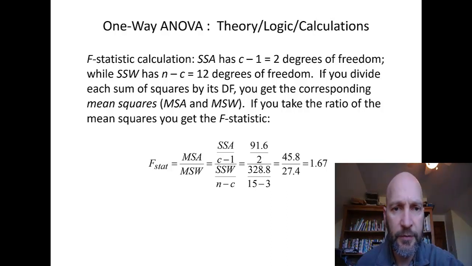Okay, so let's look at this final calculation then, and this is skipping over a bunch of theory and a bunch of math, and I'll refer you to the notes and the text on that. What we have here is the sum of squares among that we just calculated, and we're going to divide that by its degrees of freedom. And anytime you divide a sum of squares by degrees of freedom, you get what's called a mean square. So we're looking to get the mean square among, and we're going to divide that by the mean square within. Mean square within, of course, is just going to be SSW divided by its degrees of freedom, in this case n minus c. So the numbers that we have are 91.6 divided by 2, that's 45.8, and 328.8 divided by 12, that's 27.4. Take the ratio of those things and you get 1.67. That was our test statistic.